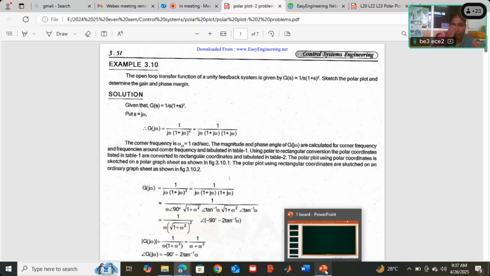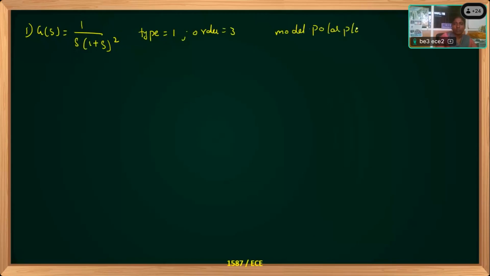I will roughly give you how the procedure should be. So our first problem, G of s equals 1 by s into 1 plus s whole square. We have type number 1 and order 3. So the model polar plot should be, type 1 means negative y-axis, order 3 means second quadrant.